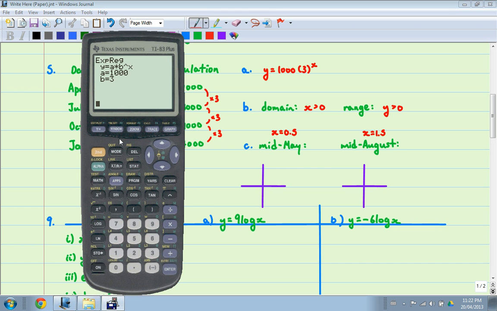So what you can do, of course, is go to y equals, then go to vars, statistics, and then go to equation and plot the regression equation. And then you want to calculate what y is equal to when x is equal to 0.5. So that will be 1732.